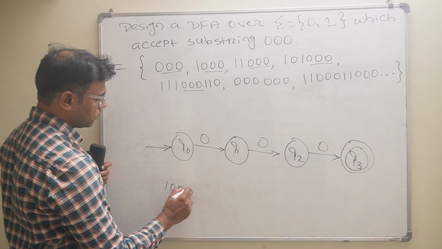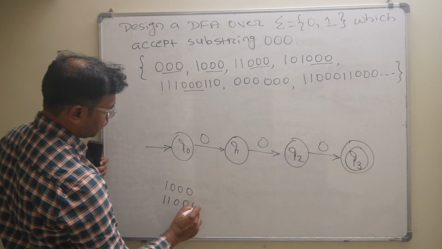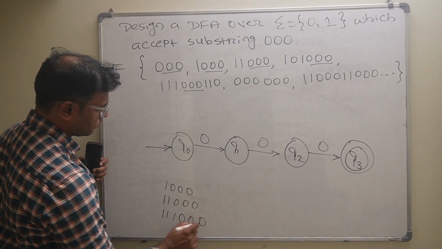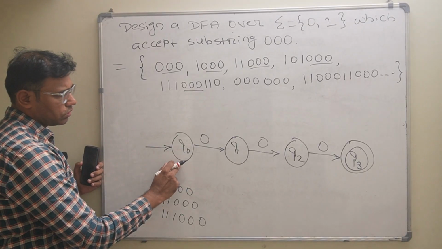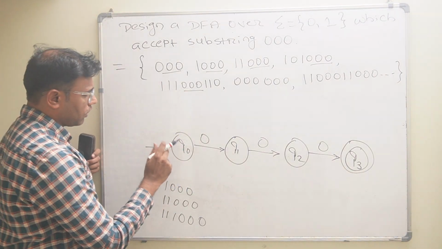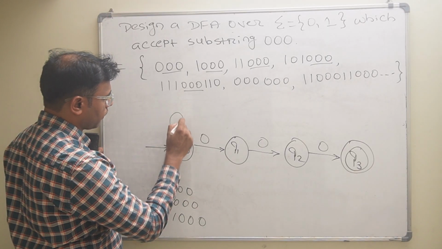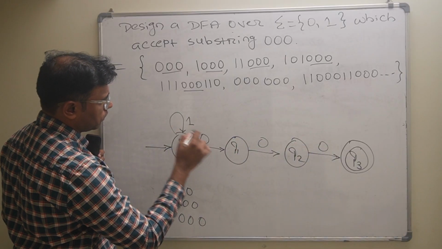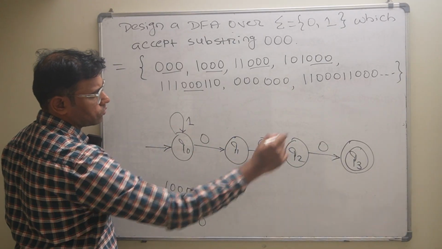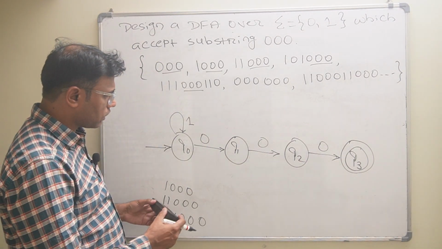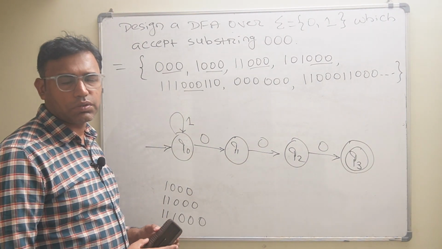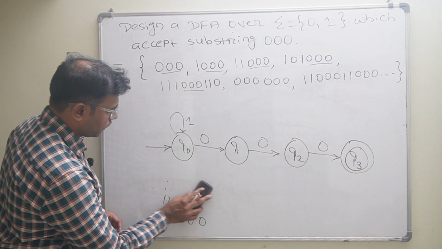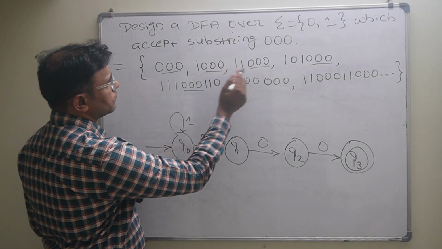So it can be 100, then it can be 11000, then 111000. So what is the solution? The solution is we can apply a cycle on Q0. If we apply a cycle on Q0 on 1, it will accept 100, then 11000, 111000. Since this is a DFA, for one input symbol there will be only one transition. So remember this thing.